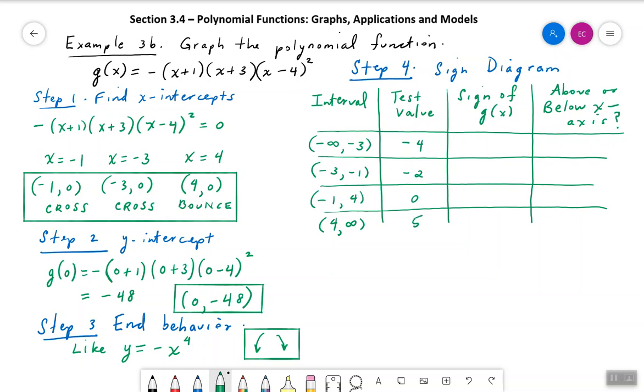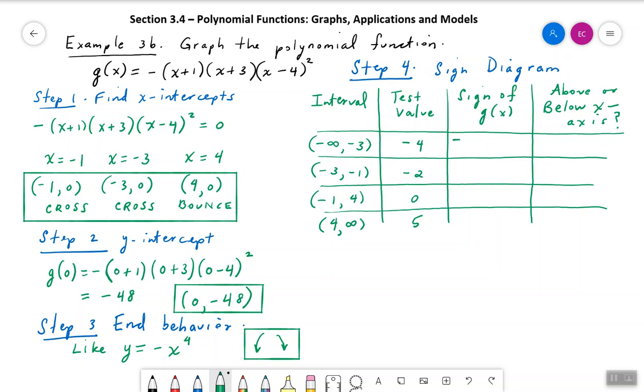And then the sign, so we'll get the sign of g of x by plugging negative 4 into the original function. Now we've got to be a little bit careful because there's a couple of tricky things going on here. So first of all, there's a negative sign out in front. So let's write that down.